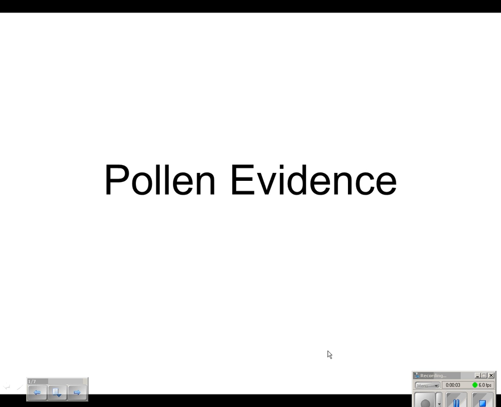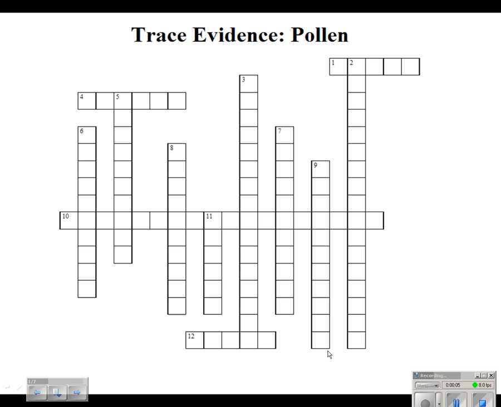This lesson is going to discuss pollen evidence. To start with, we'll look at the do now that you had on the pollen vocabulary. Number 1 across, an asexual reproductive structure that can develop into an adult found in certain protists, plants, and fungi is called a spore. 4 across, the male reproductive part of the flower is called the stamen.